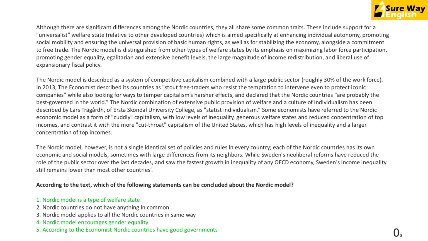Third one, Nordic model applies to all countries in the same way. The third paragraph says that the Nordic model, however, is not a single identical set of policies in every country. So that means it's not applied the same way to all the Nordic countries. That's why the third option is the wrong option. So the correct choices are first, fourth, and fifth.